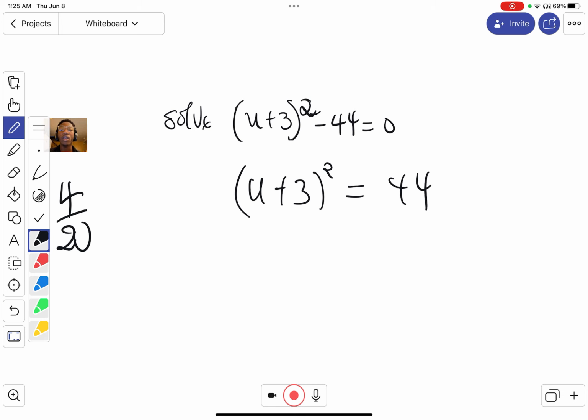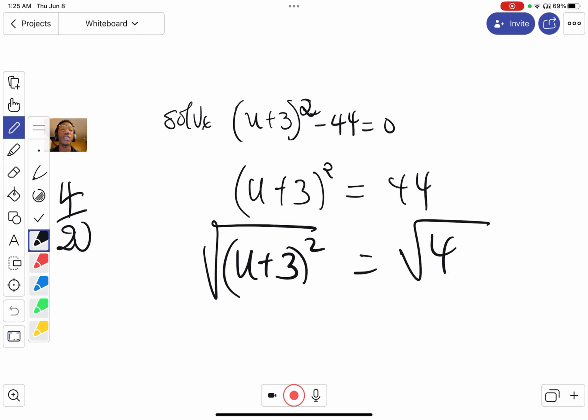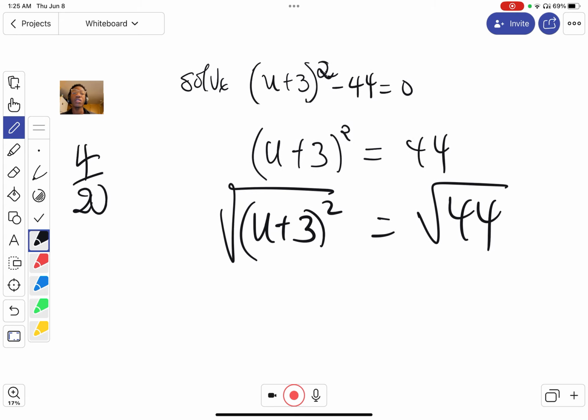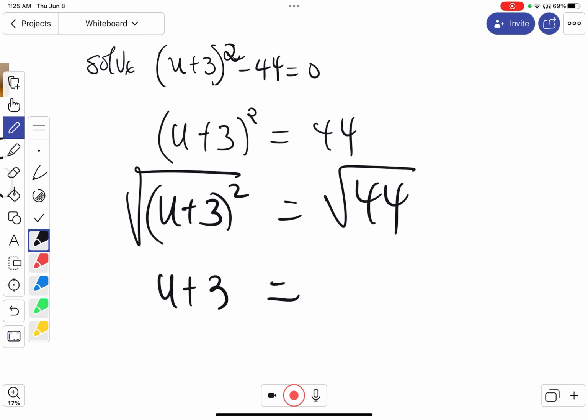So we're going to get the square root of the first side, which is the square root of (u + 3)², and the square root of 44. So if you did watch the video 1, 2, and 3, you already know that the square root of (u + 3)² is equal to u + 3 because there is an index 2, and that will cancel out with the exponent, and that's why we end up with the u + 3. And the square root of 44 will be equal to negative 4 by 11.